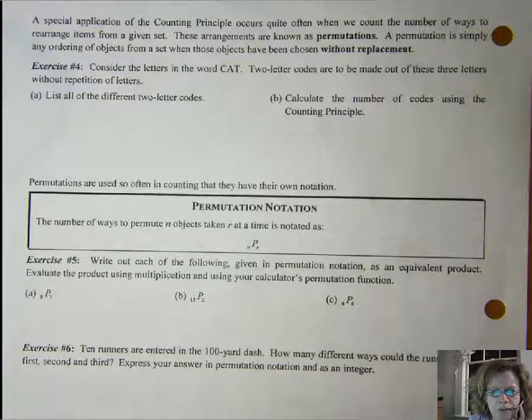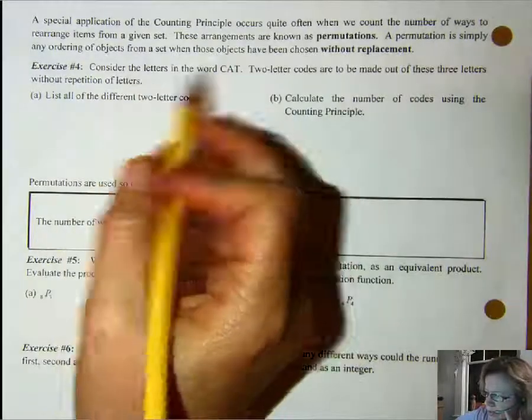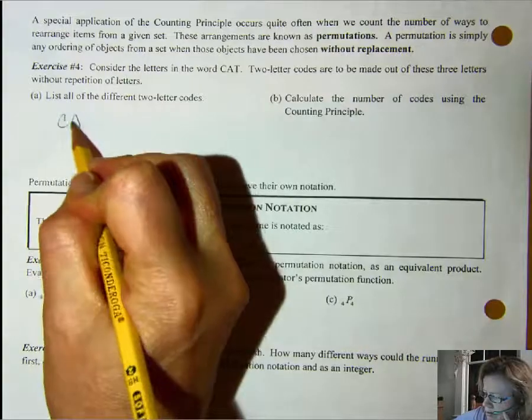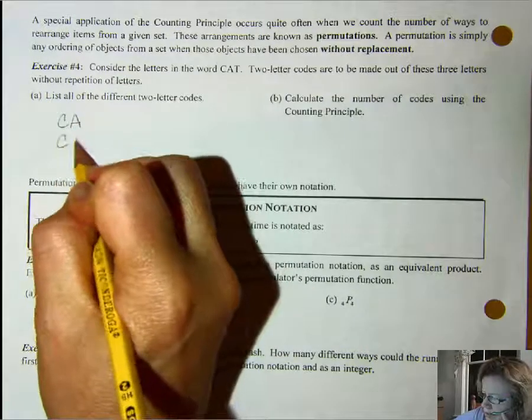We're going to make 2-letter codes out of those 3 letters without repetition of letters. So to get an idea of what's happening, we're going to list all of the different two-letter codes. It's easy when you only have 3 to choose from. So I could start with C and get CA, or I could start with C and get CT.